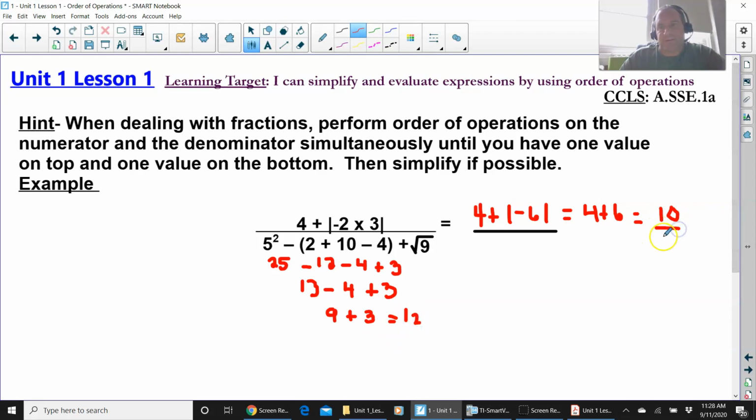So I'm going to put 10 over 12. And I am going to reduce this fraction because I can. 2 goes into both of these, so we're going to talk about 2 going into 10 5 times, and 2 going into 12 6 times. And that is your final answer. And hopefully you got that.